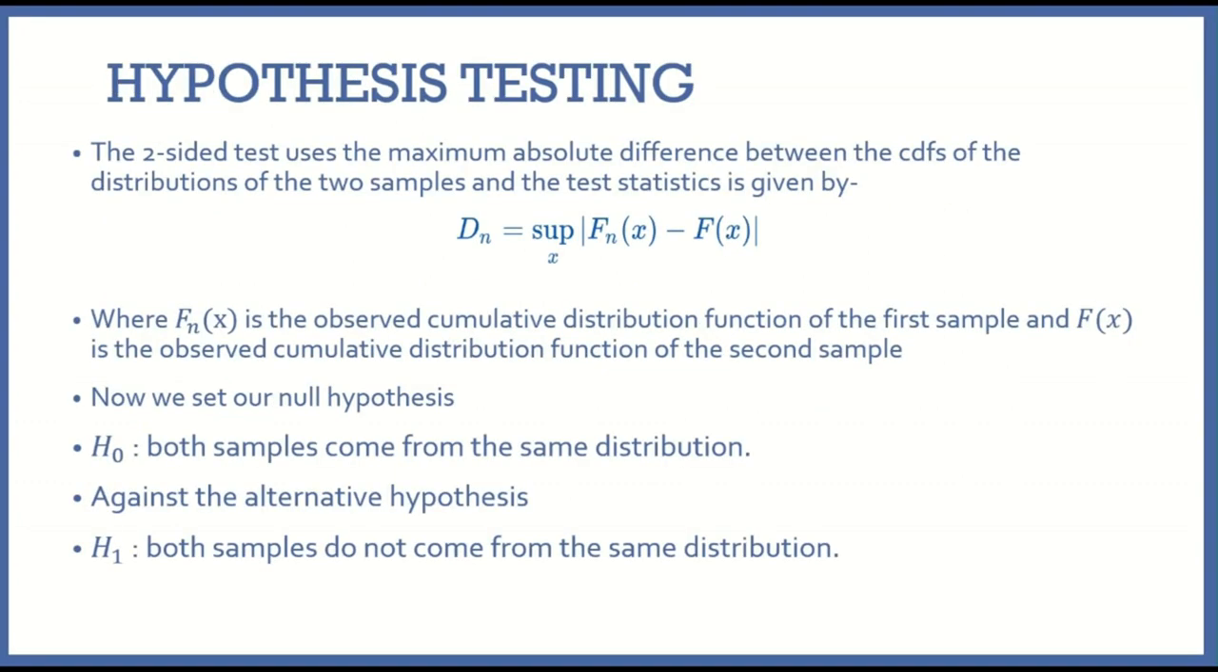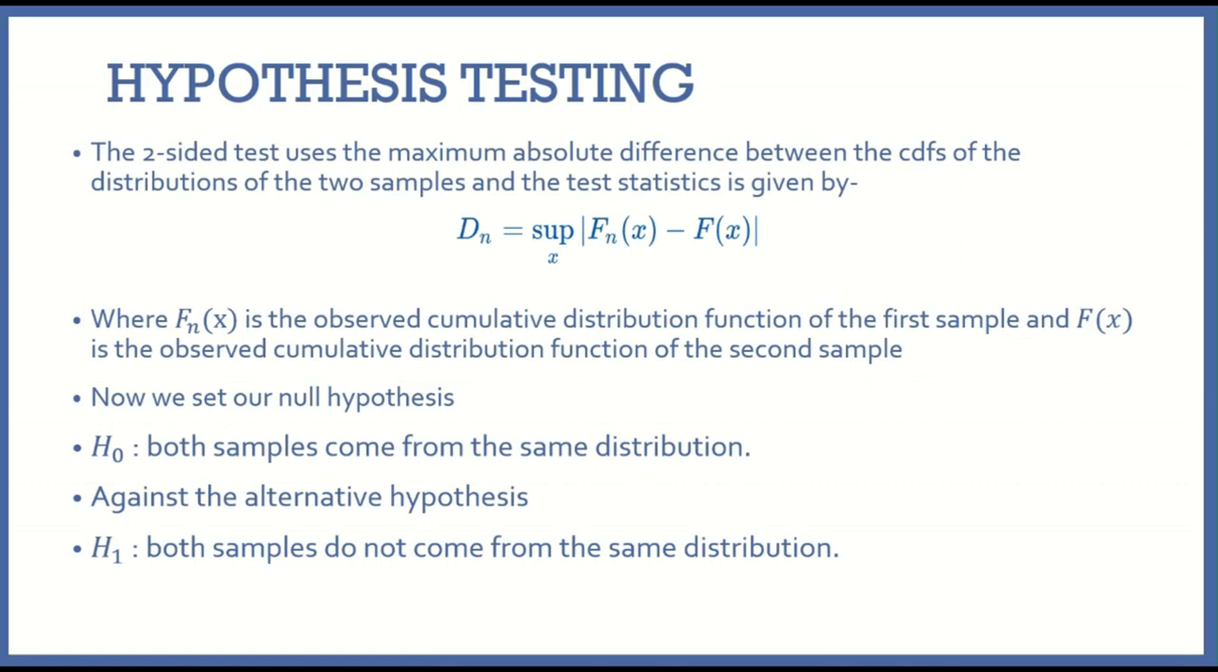Hypothesis testing. The two-sided test uses the maximum absolute difference between the CDFs of the distribution of the two samples, and the test statistic is given by Dn equal to the supremum over x of the modulus of Fn(x) minus F(x), where Fn(x) is the observed cumulative distribution function of the first sample and F(x) is the observed cumulative distribution function of the second sample.